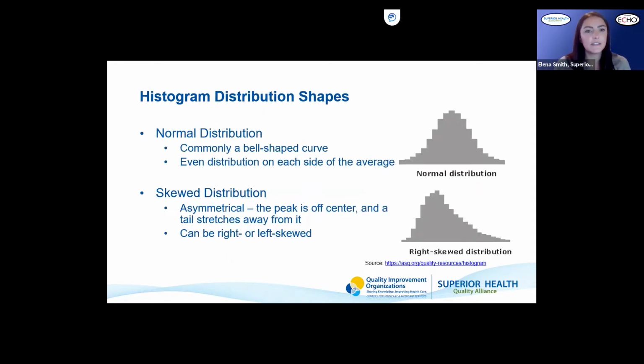The next thing is our histogram distribution shapes. This normal distribution is probably something you're pretty familiar with. This is that bell-shaped curve. It has an even distribution on each side of the average. So you can see there that you have right in the middle, the highest frequency, and it goes down pretty equally on each side. The next thing that you might find is a skewed distribution, and this is asymmetrical. The peak is off center and a tail stretches away from it. Now you can tell if it's right skewed or left skewed based on where that tail falls. This one you can see is right skewed because you have that longer tail on the right-hand side.